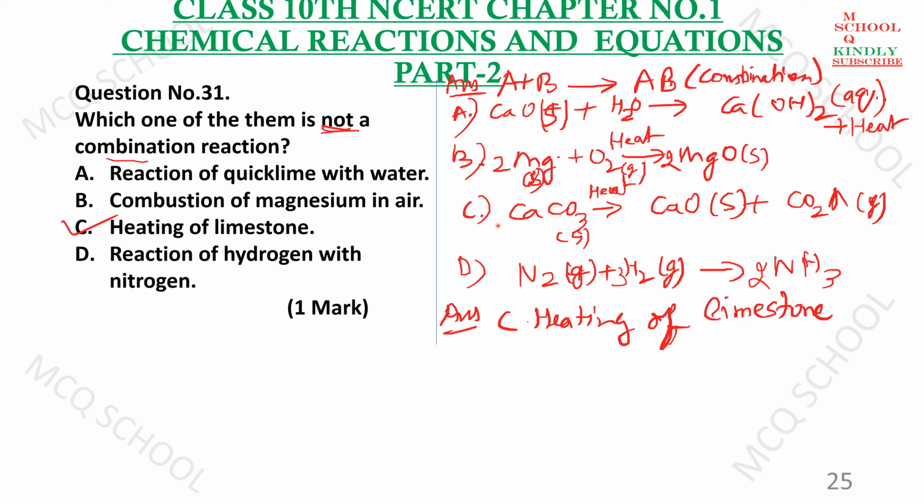So except C, calcium carbonate, that is limestone, converts to calcium oxide and carbon dioxide. Hence the correct answer is C, heating of limestone is the correct option.